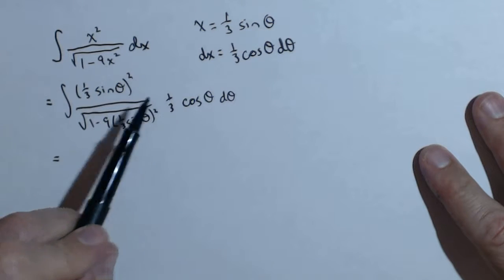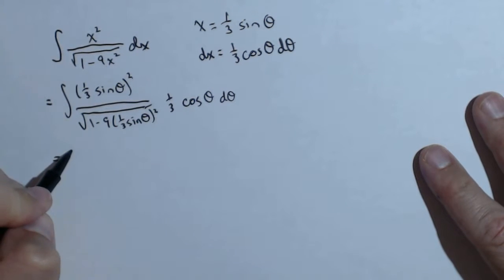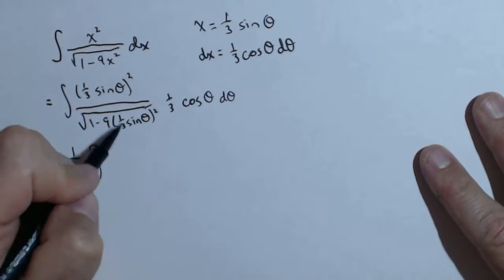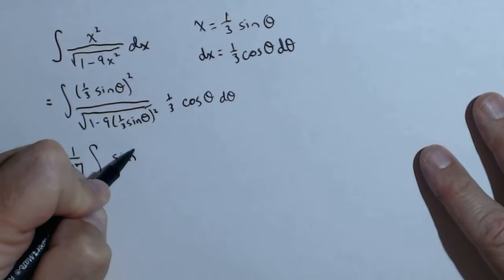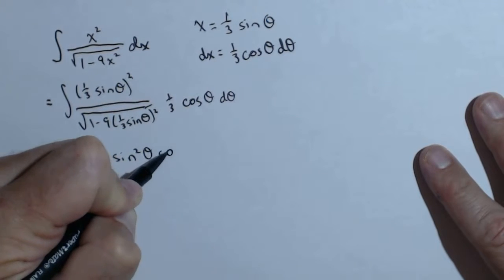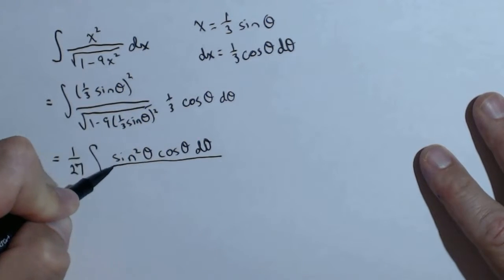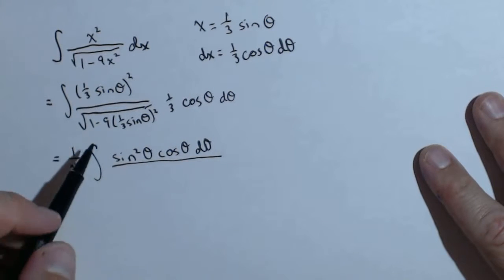We'll have a 1/3 squared and a 1/3, so that's 1/3 cubed, or 1/27. I'm going to take that right out of the integral. And so on top, right now what we have is a sine squared theta, cosine theta d theta. So we'll just write that all in the numerator just to clean it up a bit.